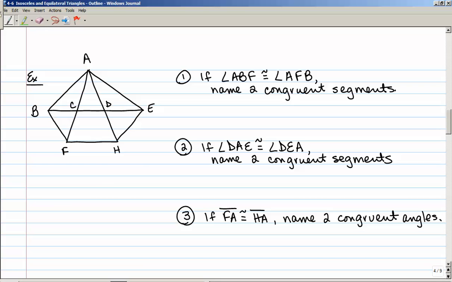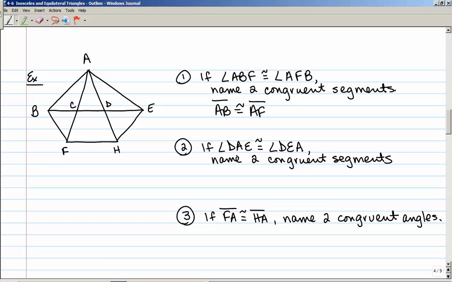Okay, here's another example that has a lot of different triangles going on here. So if angle ABF is congruent to angle AFB, name two congruent segments. So angle ABF, that would be this big angle B right here, and angle AFB, that would be this angle F right here. Well, if big angle B and this angle F are congruent, then the sides opposite those would be congruent. So AB would be congruent to AF. I know it's a little hard to see with all the lines going on there, but you kind of need to ignore some of those.